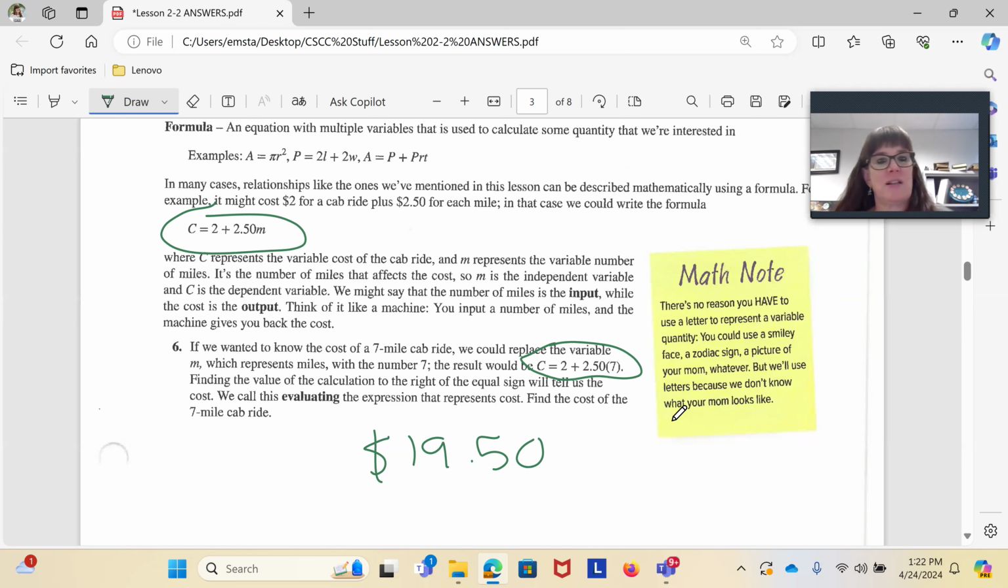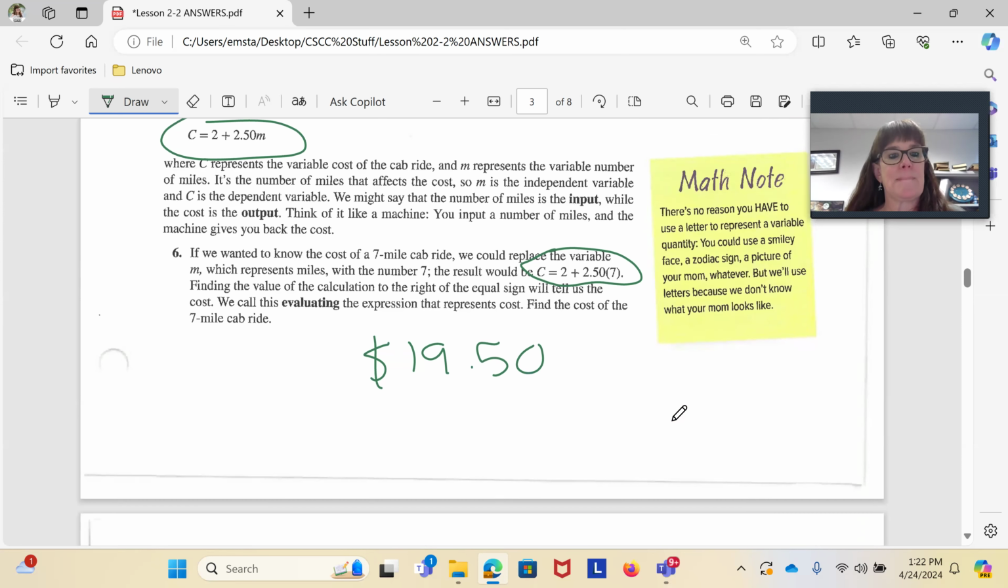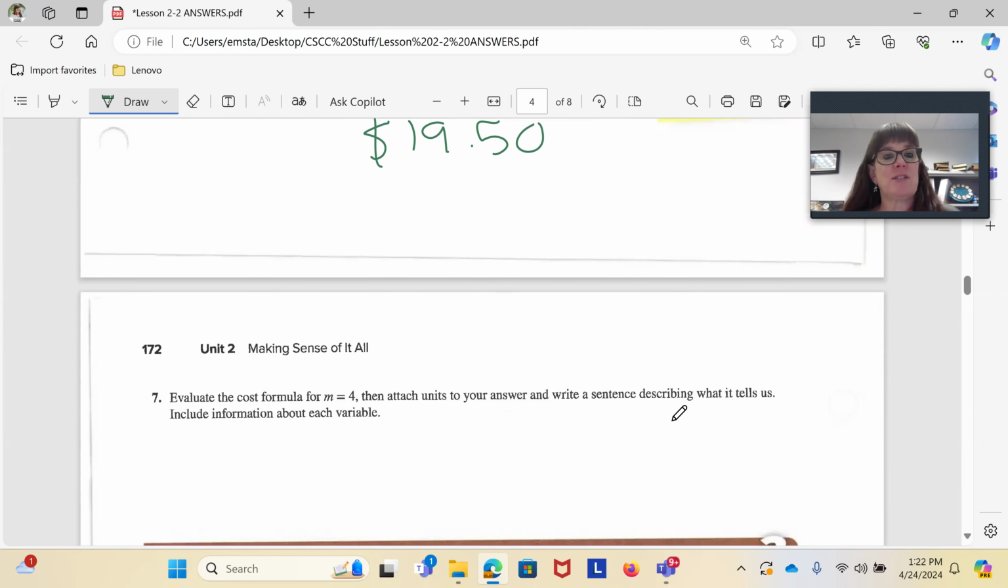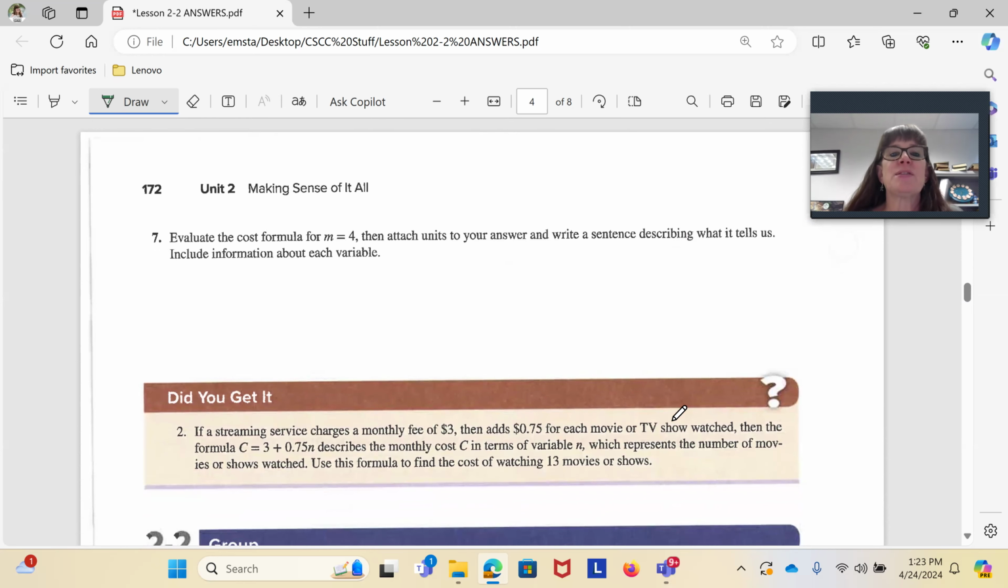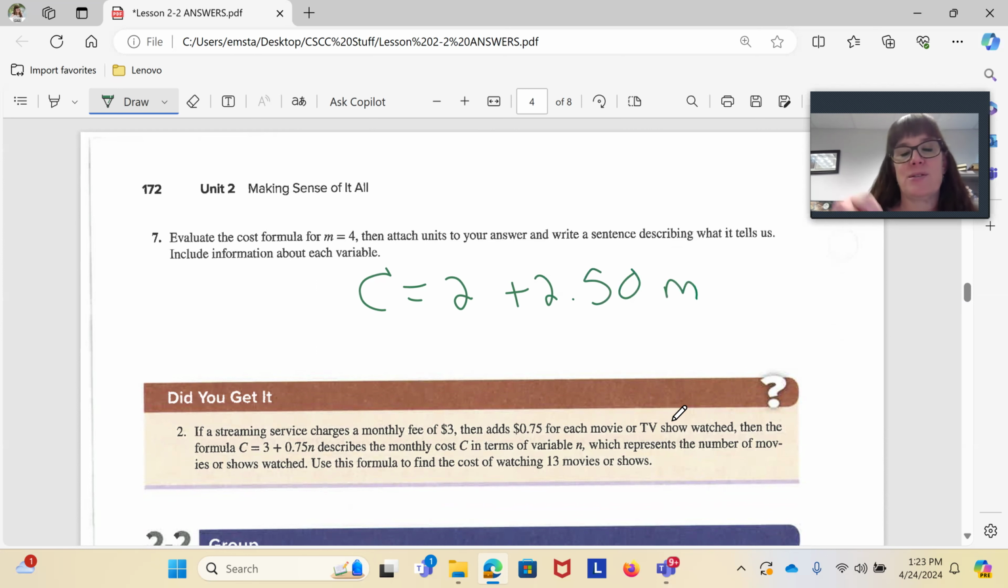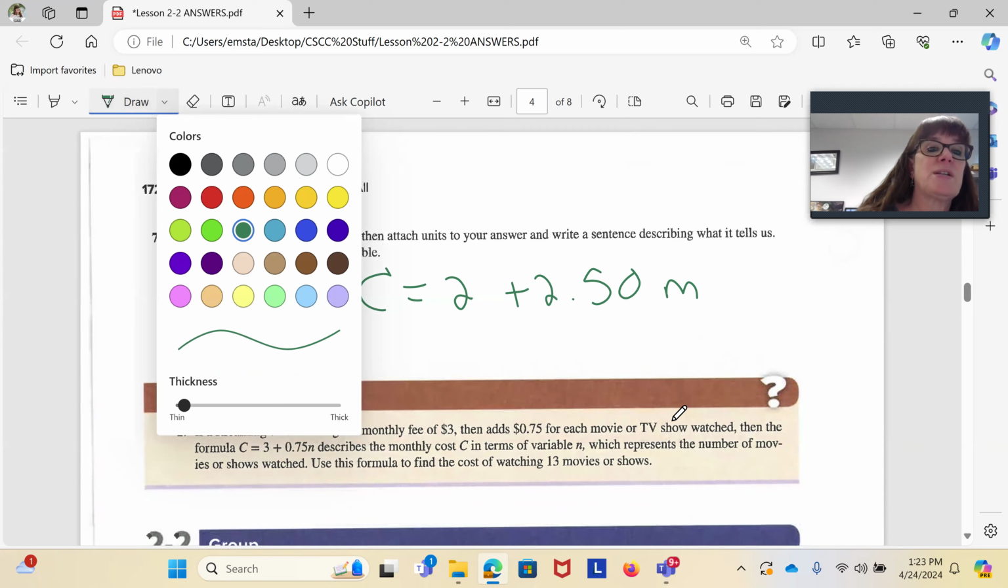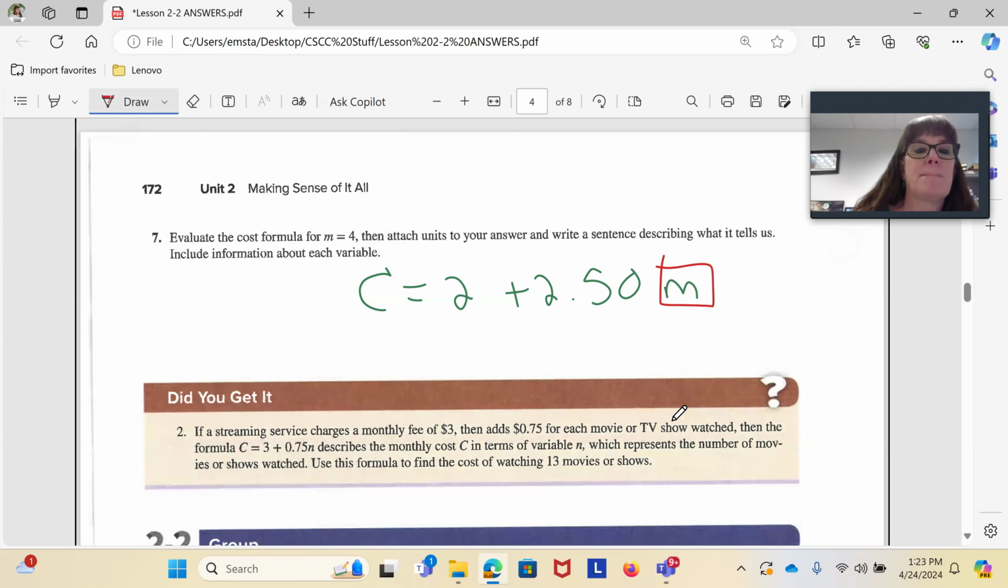Turning the page to the last part of the classwork, page 172. This is the last problem. It says, evaluate the cost formula for m equals 4. So again, our cost was equal to $2 plus $2.50 times the number of miles that we're going to drive. And all you're going to do is replace m with what it's equal to. You're going to replace m with 4.